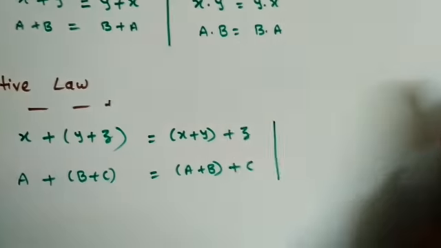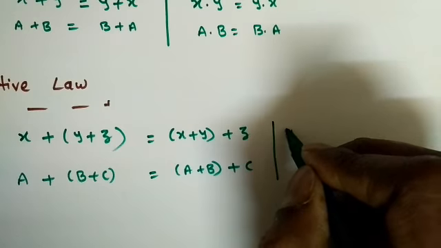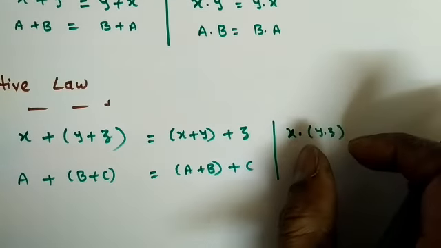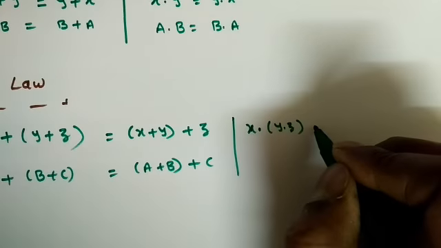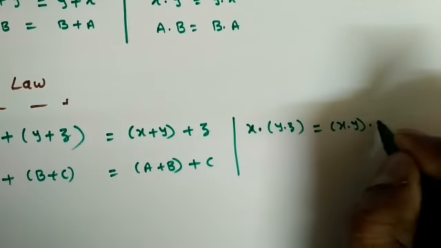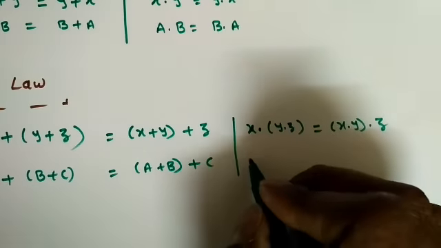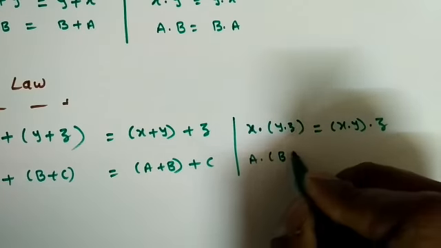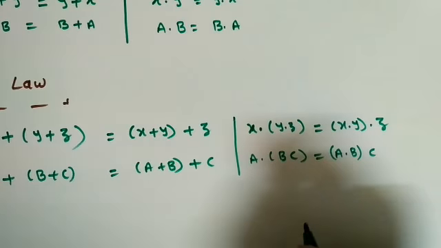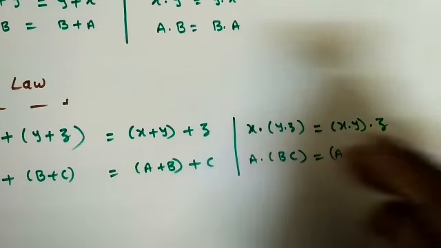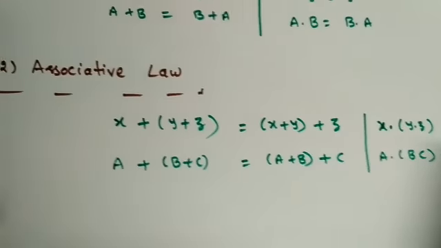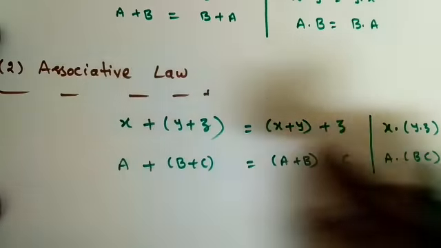If I use the AND operation, so it will be some x into y into z, right? So I'm grouping this first, which is also equal to, if I make first this, x into y into z, or a into bc is equal to ab into c, right? We can write either with a dot or without a dot, it will be multiplication only. So Boolean algebra obeys the associative law also.